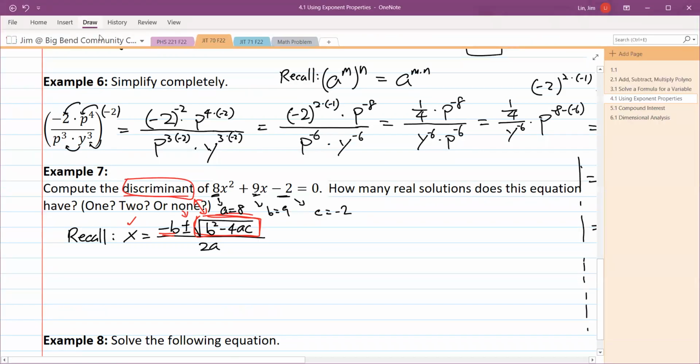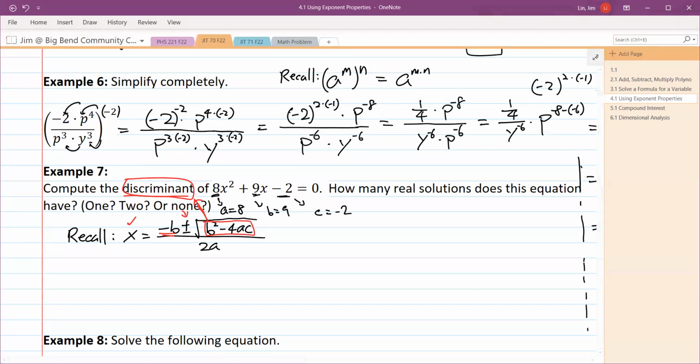All right. I do want to highlight the right portion again. When we have the discriminant, that actually doesn't include the square root sign. So I'm talking about just that portion inside. That's the definition.